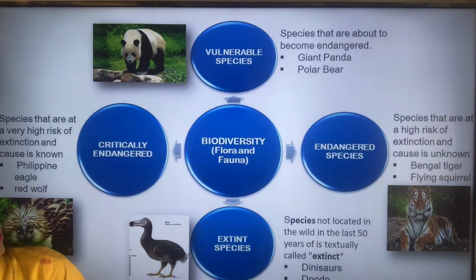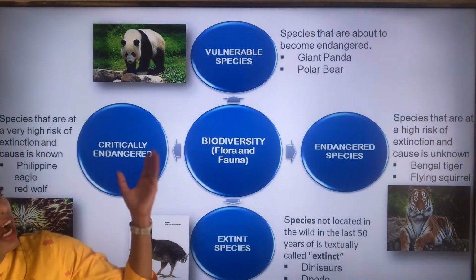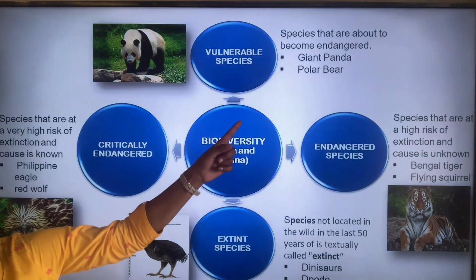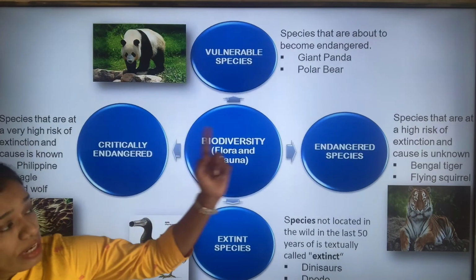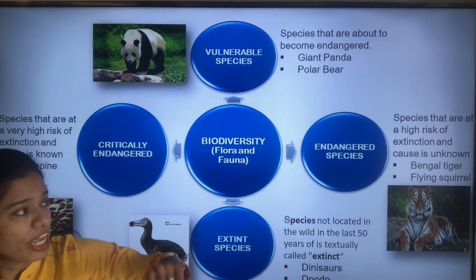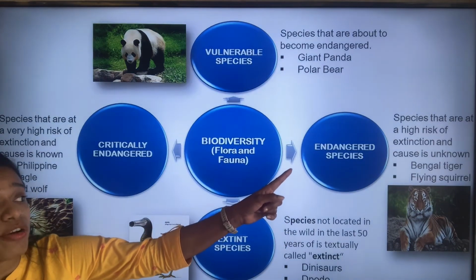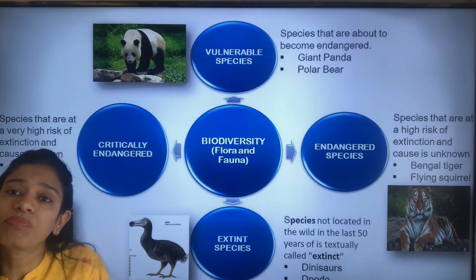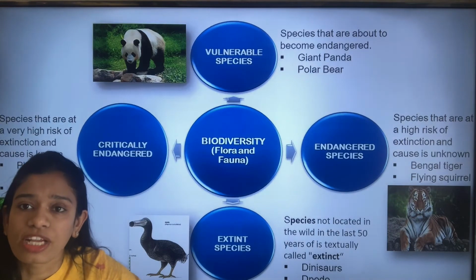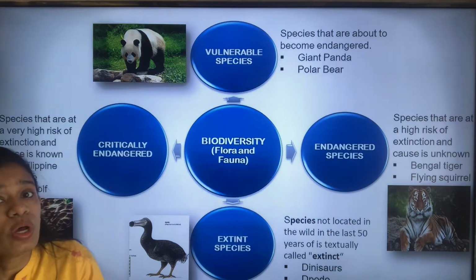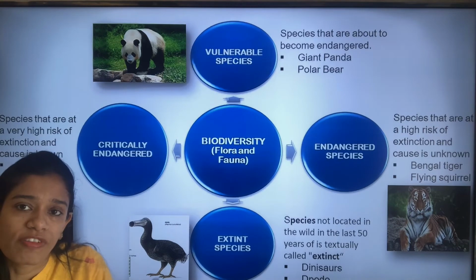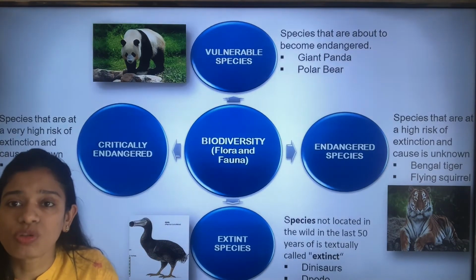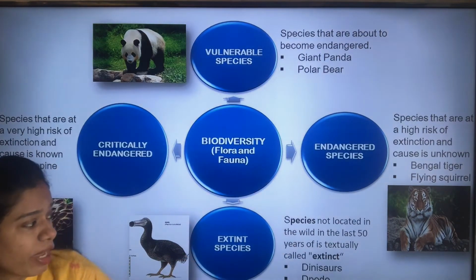So the first is vulnerable species. They are about to become endangered, like the giant panda and the polar bear. Now, what is endangered? Endangered species are at a high risk of extinction. The numbers of this particular species are reducing day by day. So they are to be taken very good care of and maintained well so that we can preserve those animals, like the Bengal tiger.